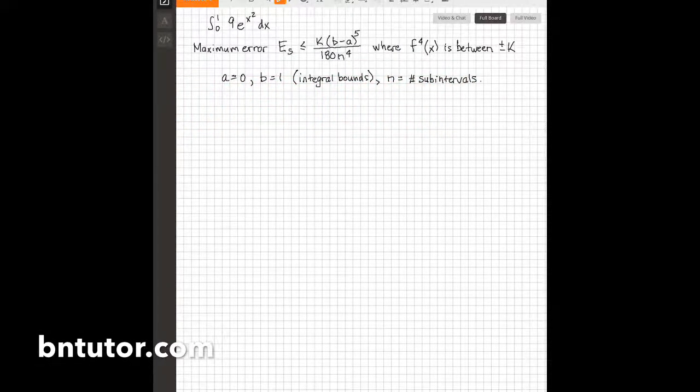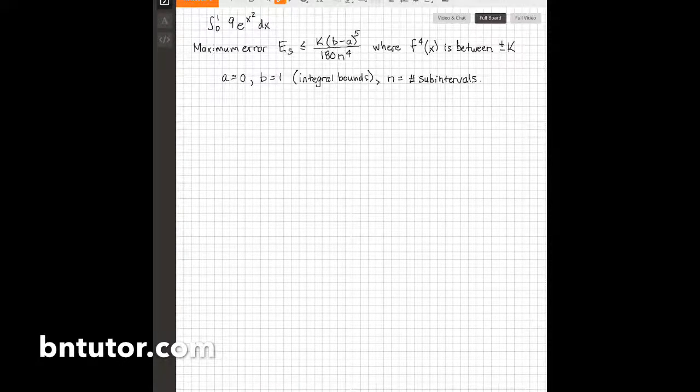When we use the Simpson's rule approximation to the value of an integral, we have a formula that tells us what the maximum error can be. E sub s is less than or equal to some value k times b minus a raised to the fifth divided by 180 n to the fourth. What do all these letters mean?